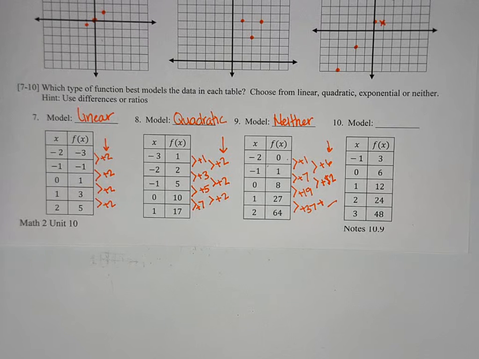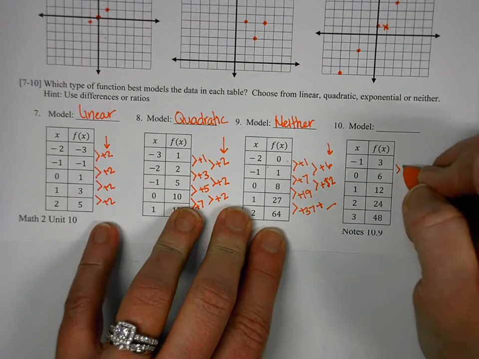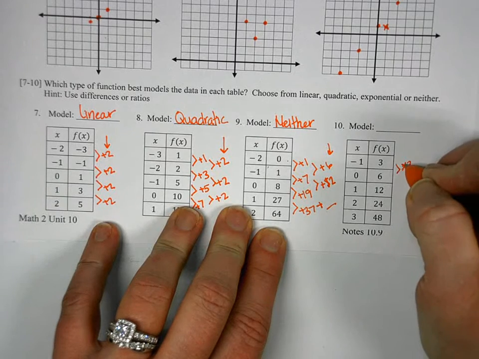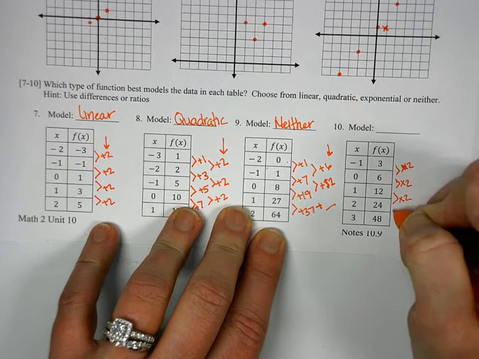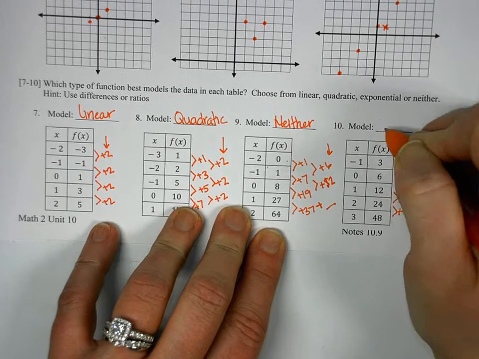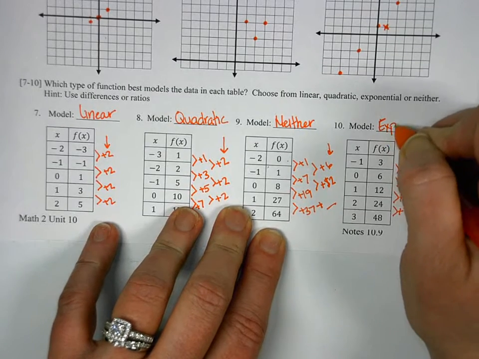Okay, what about the last one? Does it have a common ratio or a common difference? Multiply by 2? So times 2. Oh, not plus, times. Here we times by 2, we times by 2. We times by 2, so that is exponential.